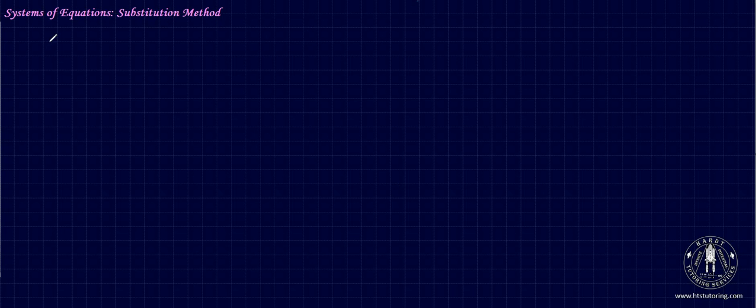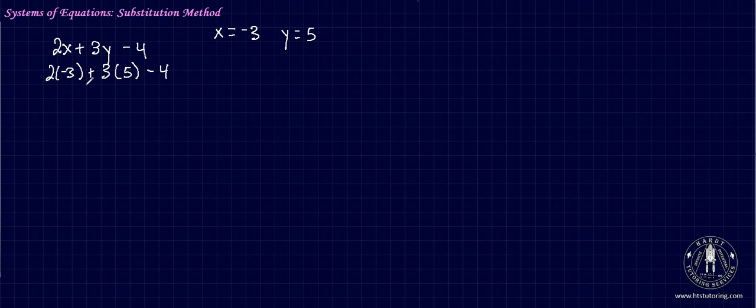So let's say you had the expression 2x plus 3y minus 4, and they want you to evaluate this expression, and they tell you that x equals negative 3 and y equals 5. So you just take this negative 3 and this 5 and you plug them in everywhere you see their respective variable. So you'd have 2 times negative 3 plus 3 times 5 minus 4. And then you would evaluate that from there. So we get negative 6 plus 15 minus 4. Negative 6 plus 15 is 9, minus 4 is 5.